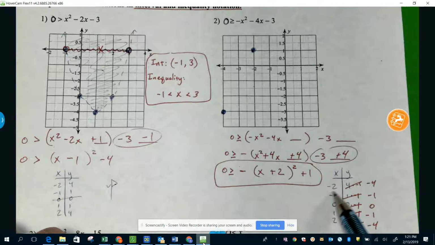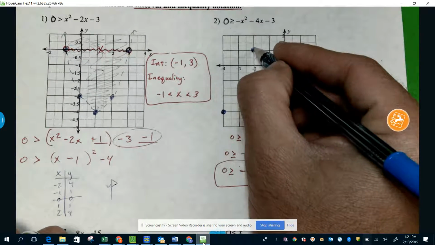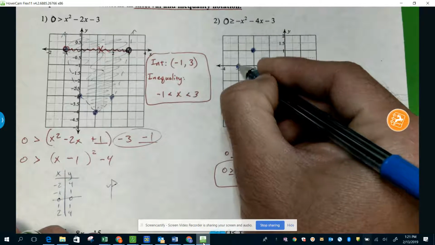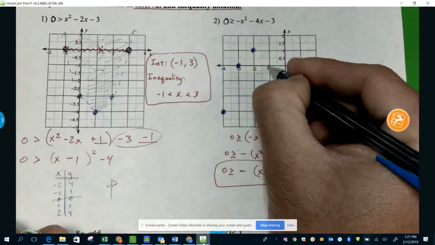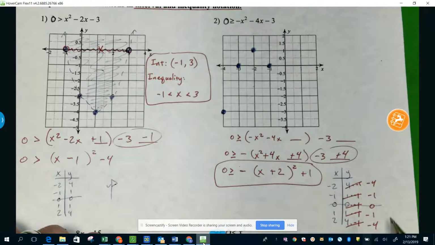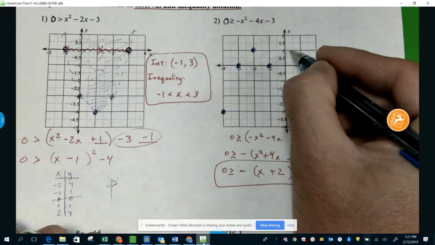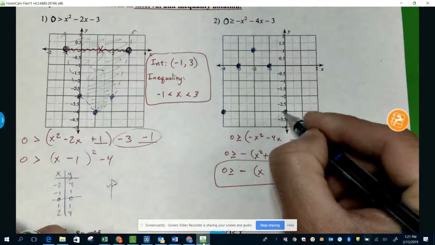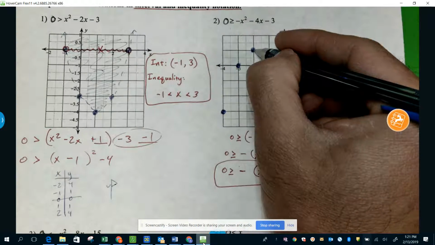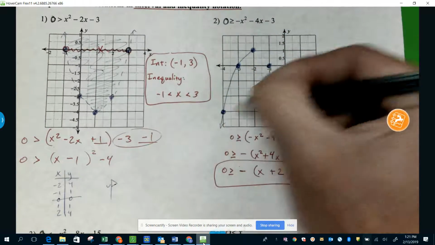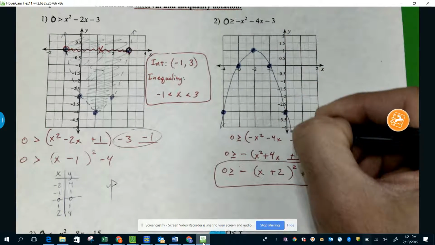From the vertex, I'm also going to go left 1 and down 1. Left 1, down 1. It is equal to, so it's a solid dot. We're going to skip that. We're going to go right 1, down 1. And we're going to go right 2, down 4. Mirror image of each other. So again, connecting all these dots, we do have an equal to. So these dots are going to be connected with a solid line.